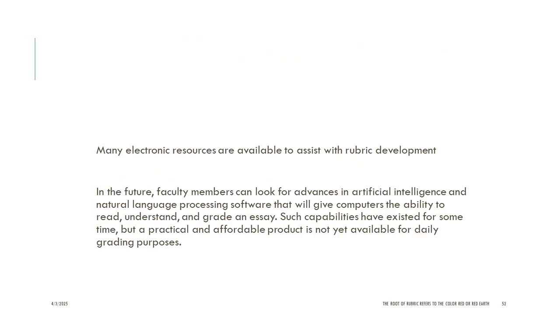Many electronic resources are available to assist the rubric development. In the future, faculty members can look for advances in artificial intelligence and natural language processing software that will give computers the ability to read, understand, and grade an essay, for example. Such capabilities have existed for some time, but we need a practical and affordable product that is not yet available for the daily grading process. So this is what we see for the future of the rubric.